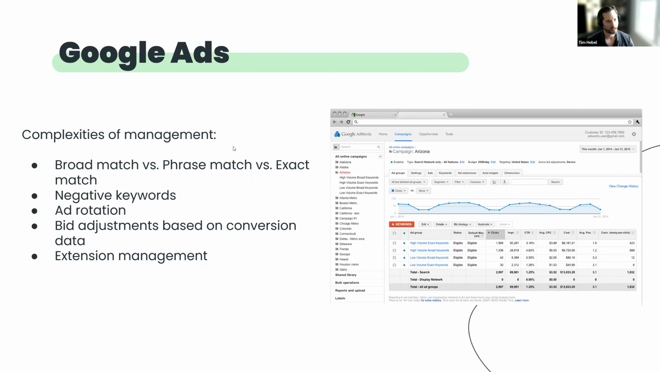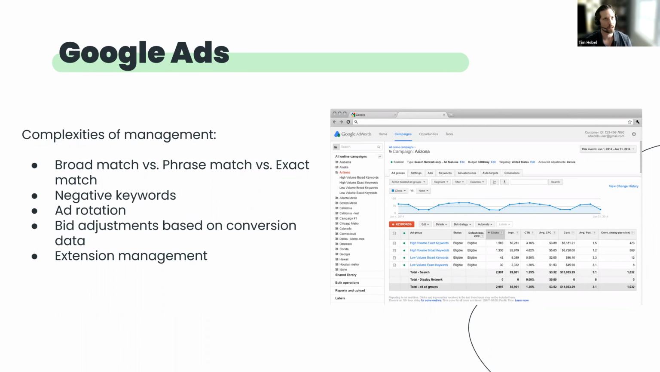Like I said, it's very complex. We don't really have enough time in this presentation to dive through all of these, but just a quick example: broad match keywords. When you're setting up Google Ads and you enter a keyword, let's say car donations, that would by default be a broad match keyword.